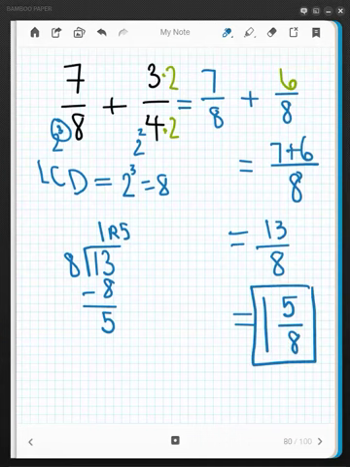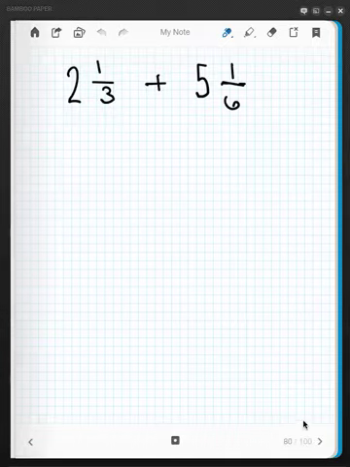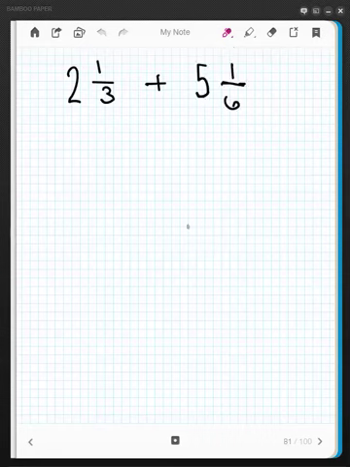That's our final answer. So that's adding fractions. Now for subtracting, you're just going to do the same thing. I haven't done any subtraction, but it's certainly the same thing. Now the last couple here, I have some mixed numbers.